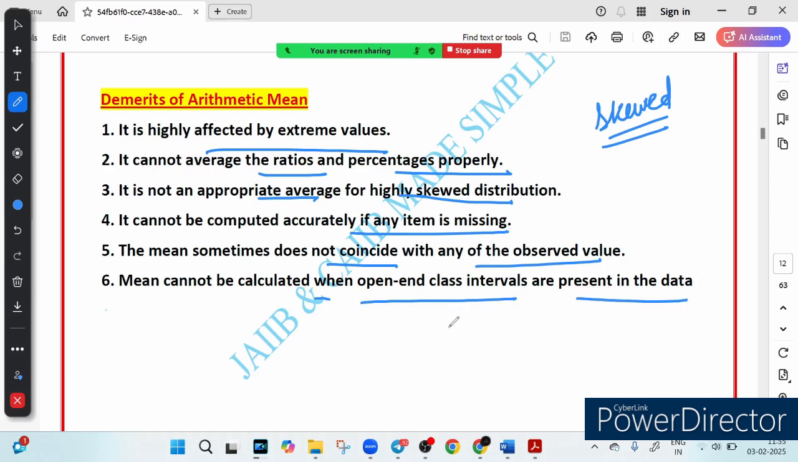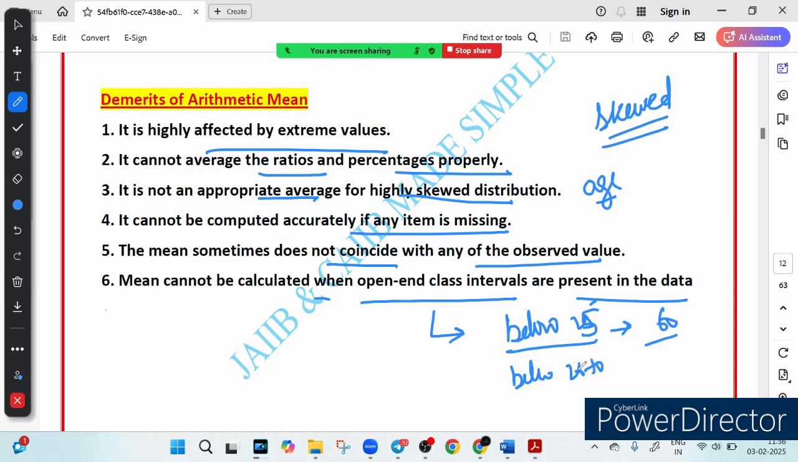You know about open-ended class intervals. There are two kinds of class interval, close-ended and open-ended, right? Suppose I write below 25. I write data like below 25, the height, suppose this represents number of persons, or age, below 25 years of age, the height is 60. And between 25 to 30 age, the height is suppose 70. So how do we calculate mean here? It's not possible to calculate mean here, right?